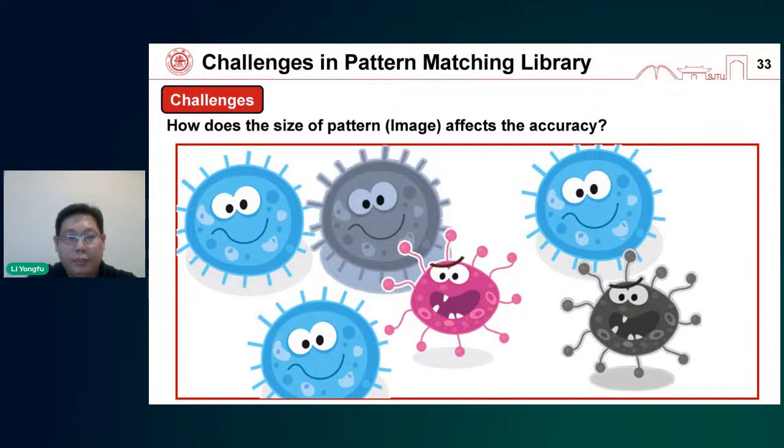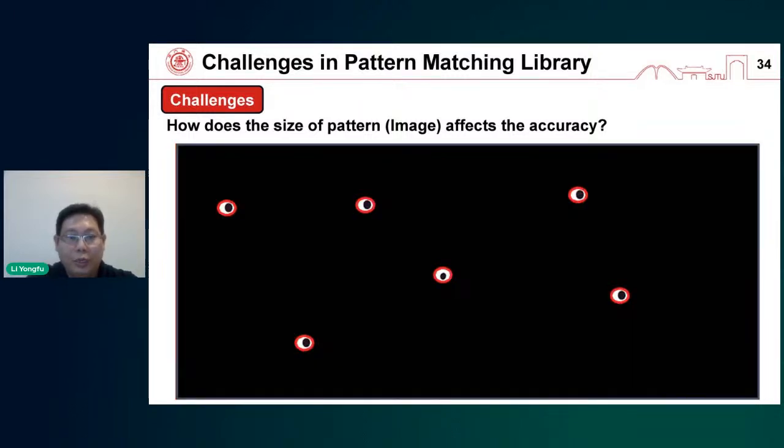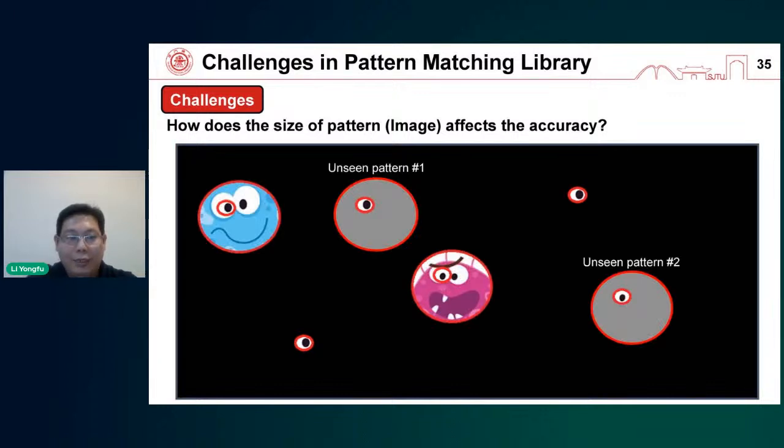First of all, with this given physical design or picture, we can use very small, fine patterns to identify the eyes of each virus. Later on, we use the coarse pattern matching. And definitely we need to use coarse pattern matching, mainly because these are the qualified patterns. But in this case, you can see that we have identified new unseen patterns.